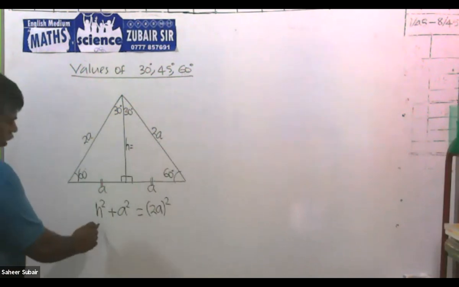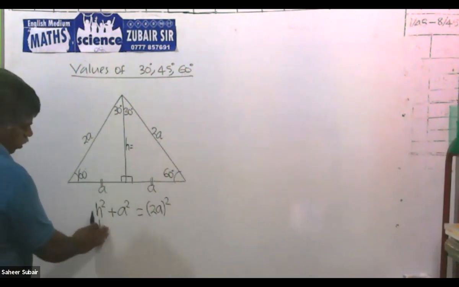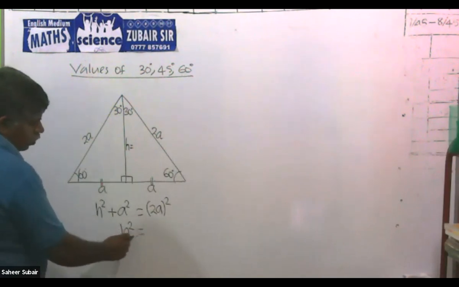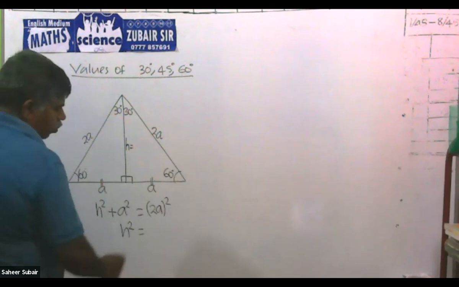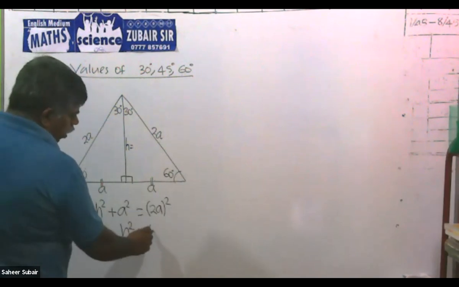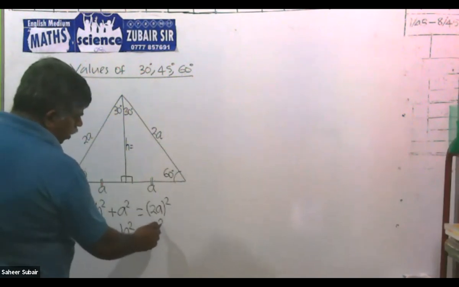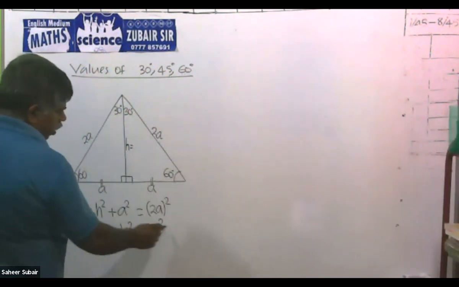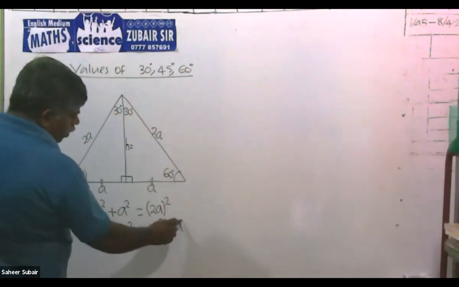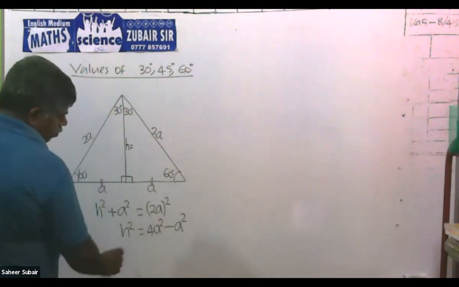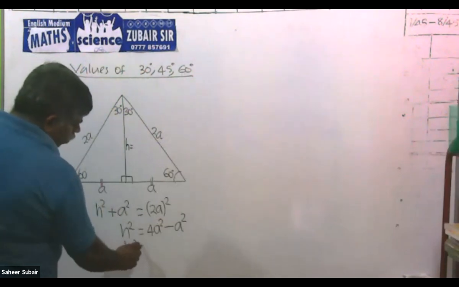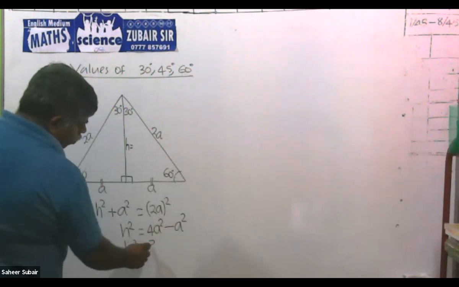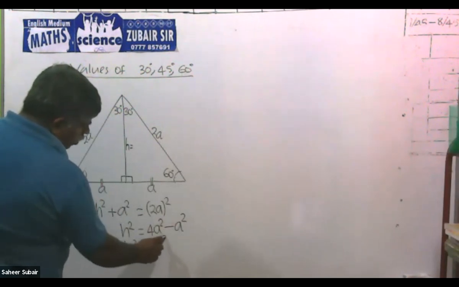Then H squared, we will take the A squared to the other side. Here 2A squared means 2 squared is 4, A squared is A squared, so 4A squared. Then if you take the A squared to the other side, minus A squared, H squared is equal to 4A squared minus 1A squared. 4A squared minus 1A squared means 3A squared.